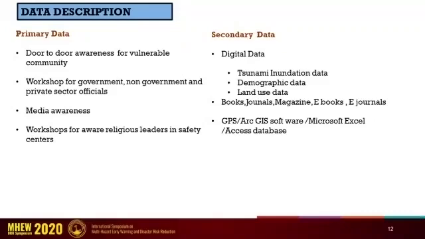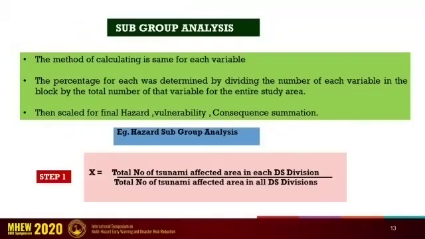And to develop the maps and other statistical analysis, we also used some digital data: tsunami inundation digital maps, demographic data, land use data, and other reference materials, books, and journals to identify and analyze the different modeling for the Sunda and Makran subduction zones, and GPS, GIS software, and Microsoft Excel and Access for the statistical analysis. The most important thing in this analysis is the statistical analysis consisting of the subgroup analysis method.